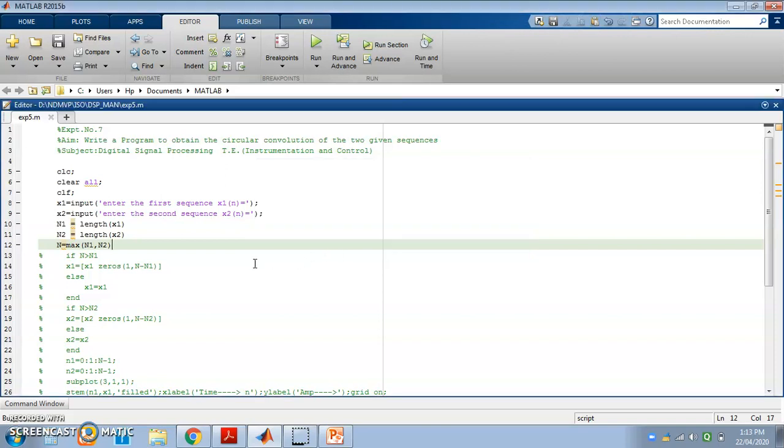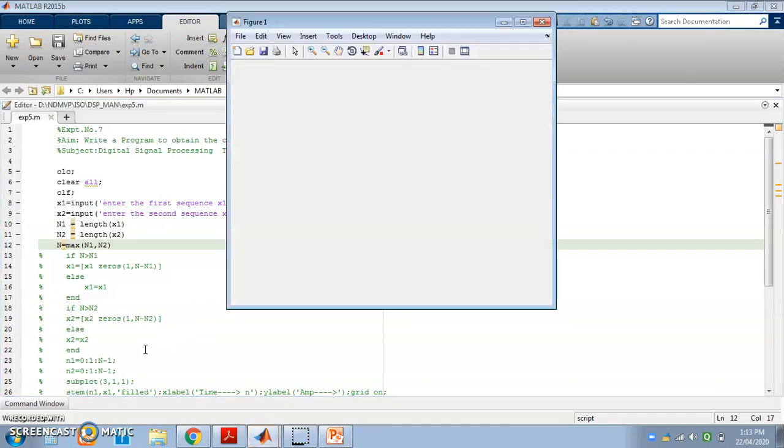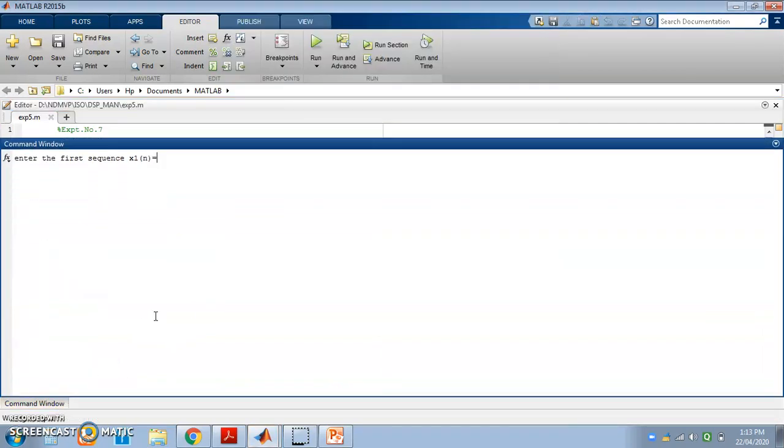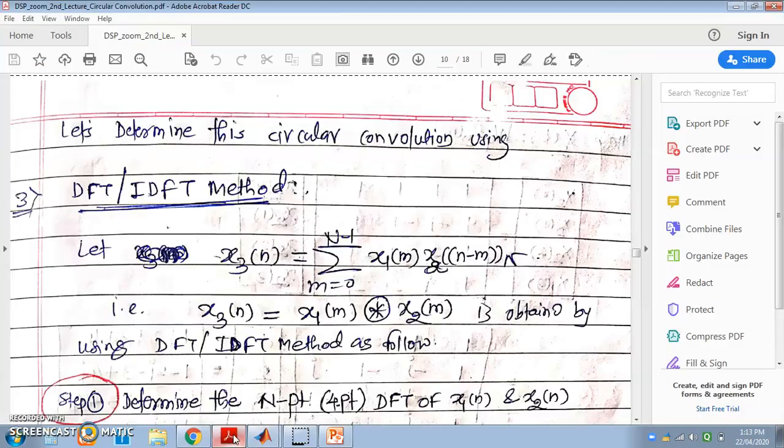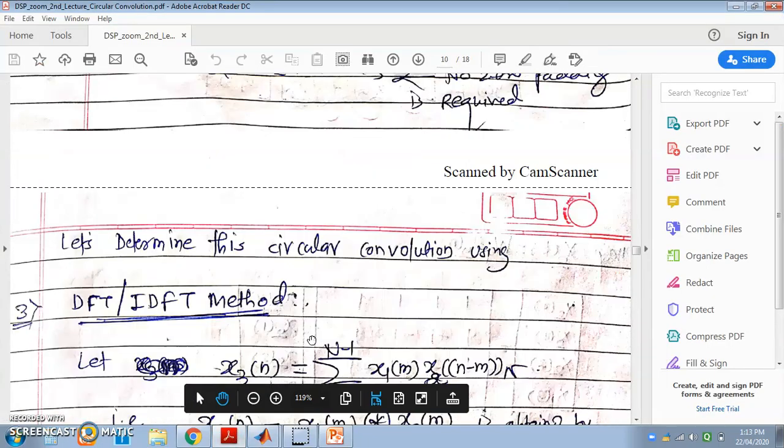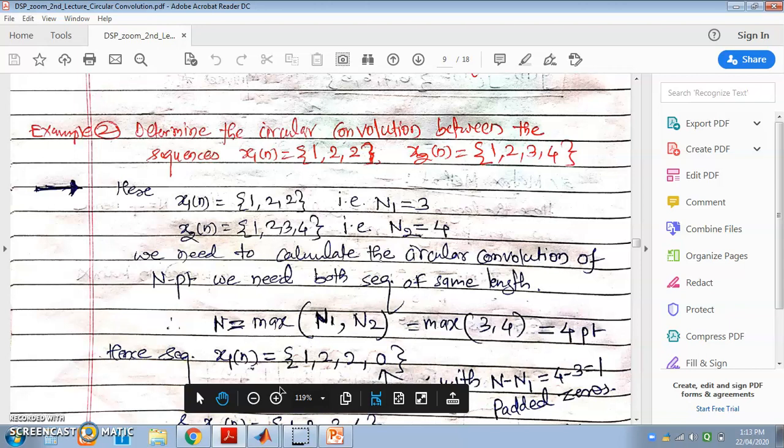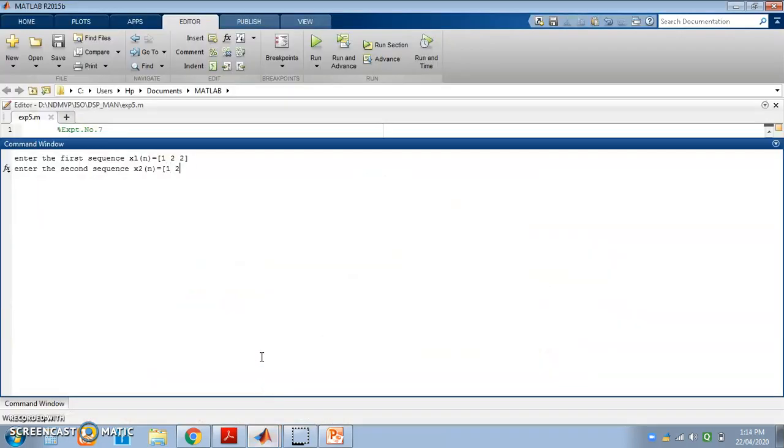I will do that by clicking on change folder or change the path. Then in the command window, it prompts me to enter the first sequence. My first sequence is, as we have discussed, 1 2 2, so I have entered it. My second sequence, if we observe the problem statement, is 1 2 3 4, so I have entered 1 2 3 and 4.